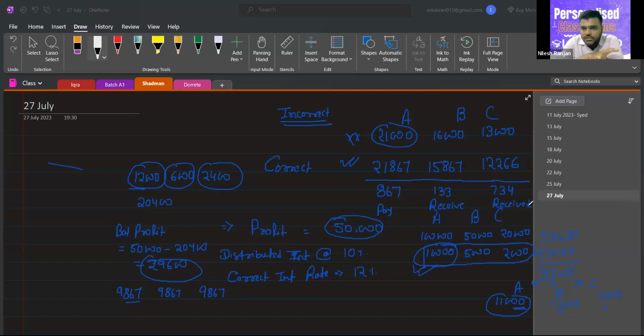Actually, we will do the formal solution later. I'm just explaining the thing here. You don't have to do this solution in your notebook or in examination. I will teach how to solve the question. So we have to pay 867 to A, and we have to receive 133 and 734 from B and C. So you can see if we total these two amounts, we will get this amount.